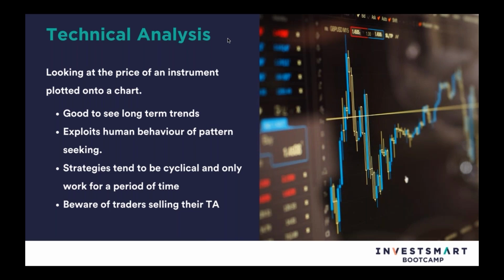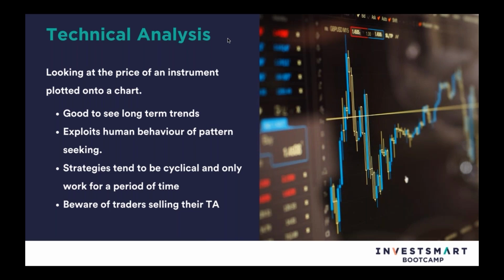Some of the strategies that are touted can sometimes be cyclical and will only work for certain periods. What I mean by that is during a bull market, when the market's trending up, going up in value, you'll tend to find that a lot of strategies, particularly technical analysis, tend to do quite well. The best analogy or metaphor is that all boats rise with the tide.